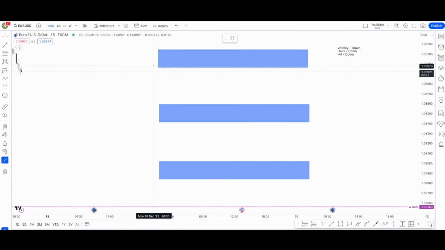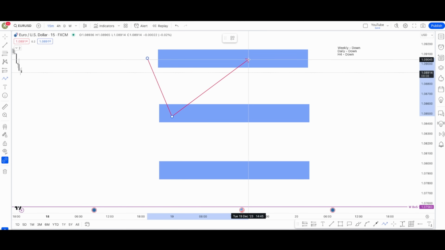So let's use an example where price is working its way down and it's got involved in this middle POI. This red line is going to represent the 15-minute, so the 15-minute candles, and these blue ones are going to represent the H4. So that's two time frames which work really, really well together.